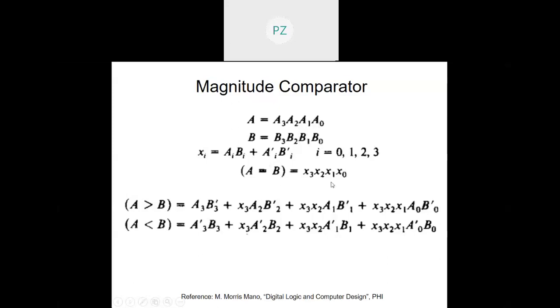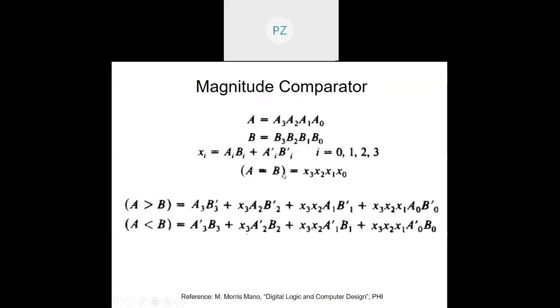If you want to extend it to n bits, then every bit by bit comparison should come out to be equal. So that should be a0 exclusive NOR with b0, and a1 exclusive NOR with b1, and a2 exclusive NOR with b2, and so on, an exclusive NOR with bn. That is how all of them should come out to be equal. Only then will the two numbers be equal. So bit by bit comparison will have to be done.